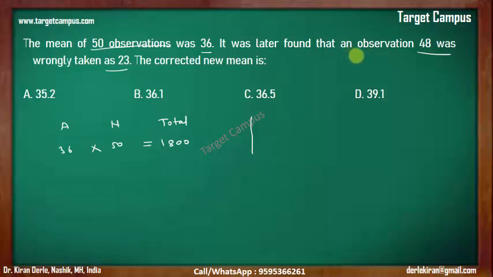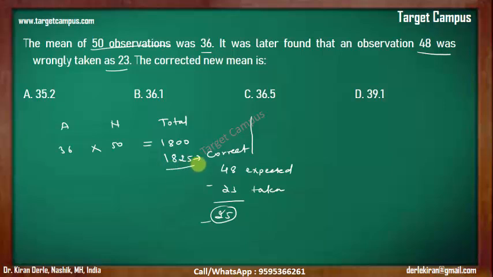But it was later found that an observation 48 was wrongly taken as 23. So 48 was expected, but wrongly taken as 23. So we have taken 25 less. We have taken 25 less, so we have to add this effect to get the correct total. This is the correct total of 50 observations, right? So what will be the new average? Dividing this 1825 by 50 will give the correct average, and that happens to be 36.5, right?